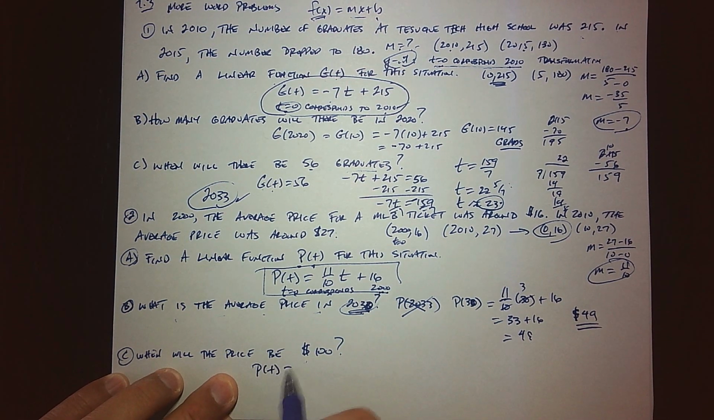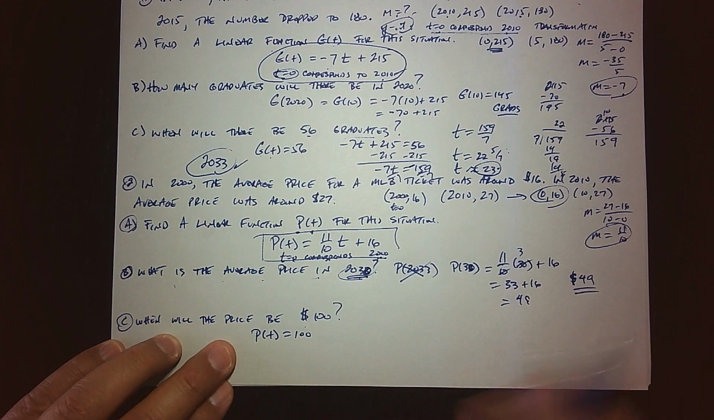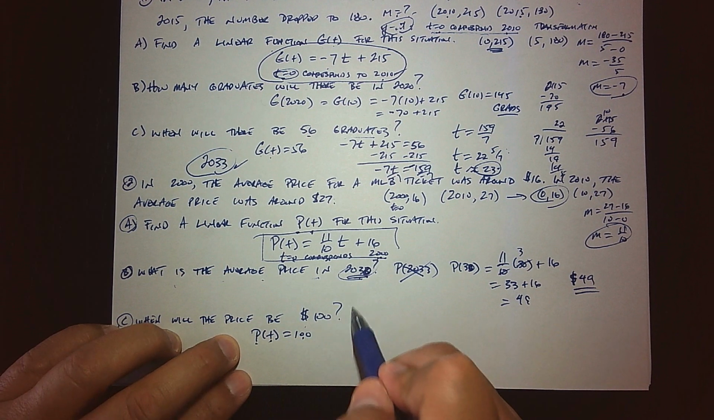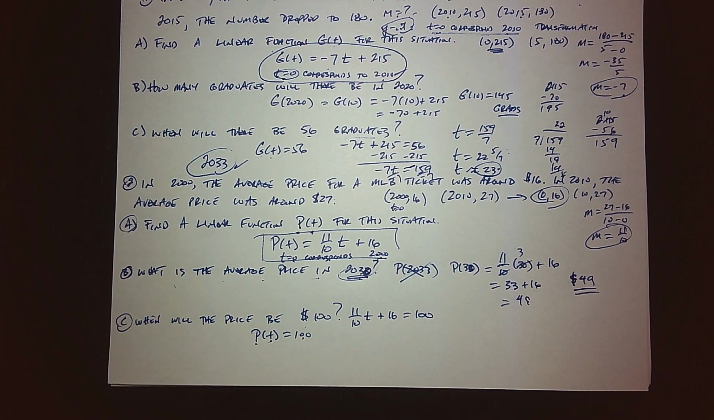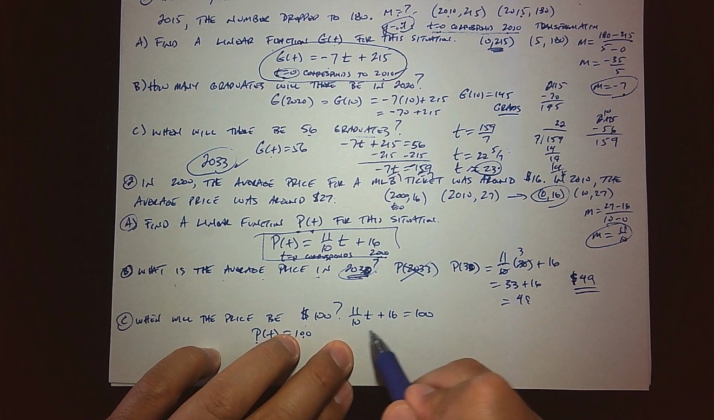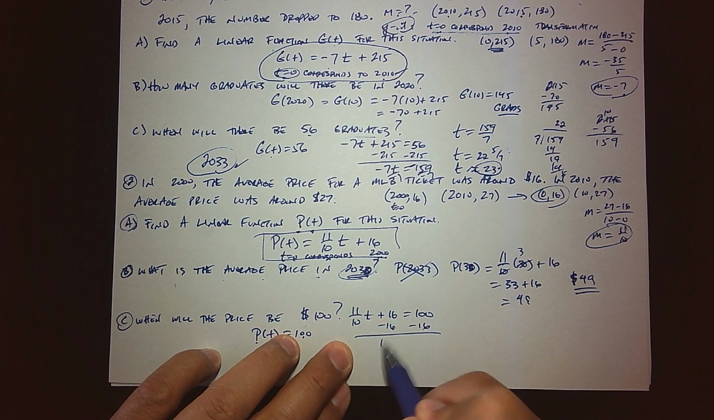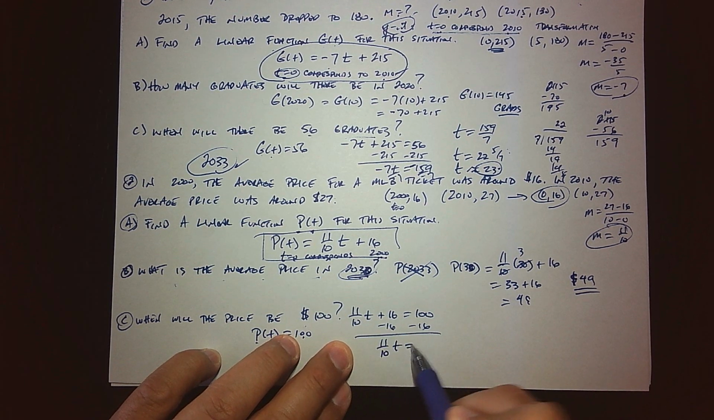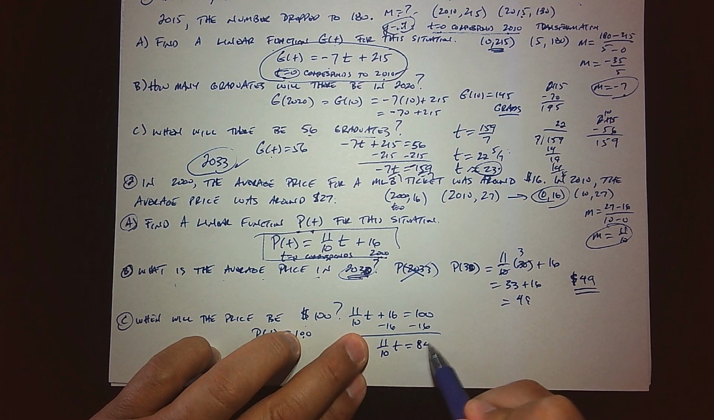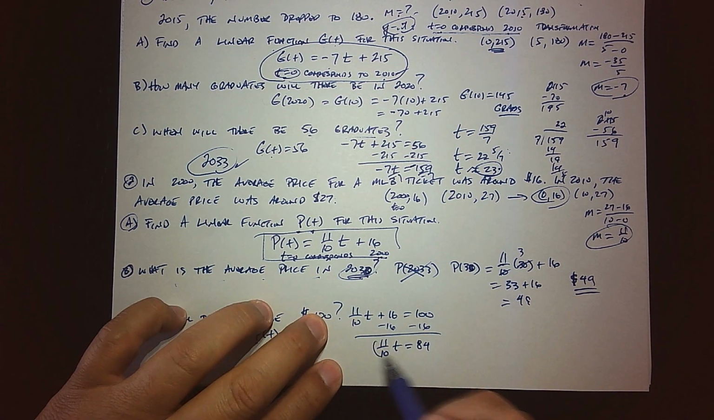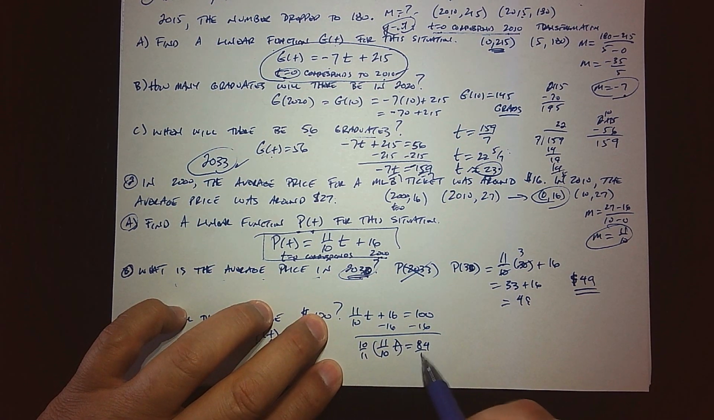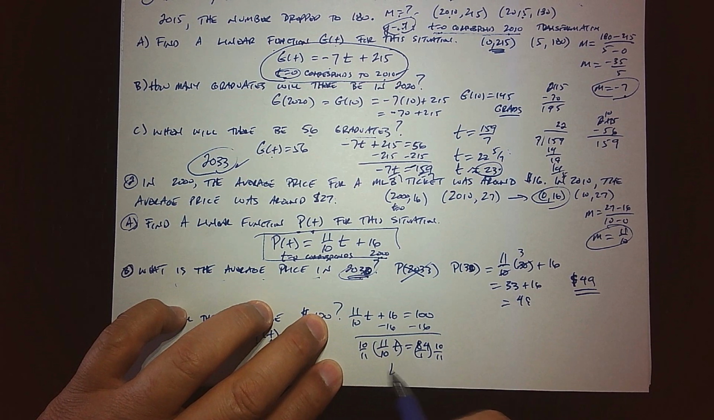When will the price be 100? Well, we're now asking that question functionally, right? When does P of t equal 100? So what time value creates an output of 100? So we're going to take our model and set it equal to 100. And if we subtract 16 from both sides, we get 11 over 10 t equals, I think that's going to be what? 84, if I'm not mistaken. Did I get that right? Yep. If we multiply both sides by 10 over 11, all right, t is roughly 840 divided by 11.